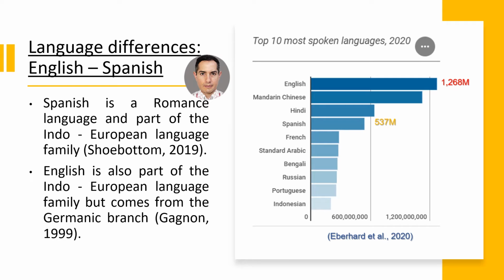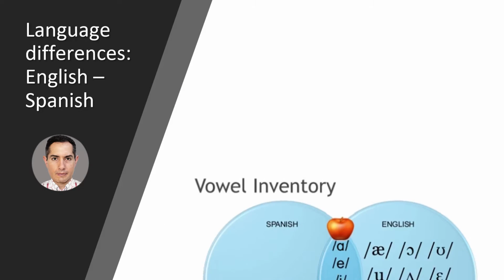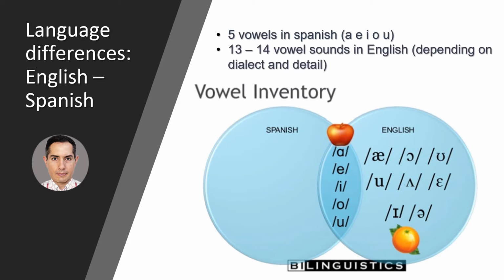English is also part of the Indo-European language family, but comes from the Germanic branch. English is also a major language with up to 360 million native speakers in the world and 1,268 million people counting non-native speakers. There are 5 vowels in Spanish: A, E, I, O, U, whereas 13 to 14 vowel sounds exist in English, depending on dialect and detail.